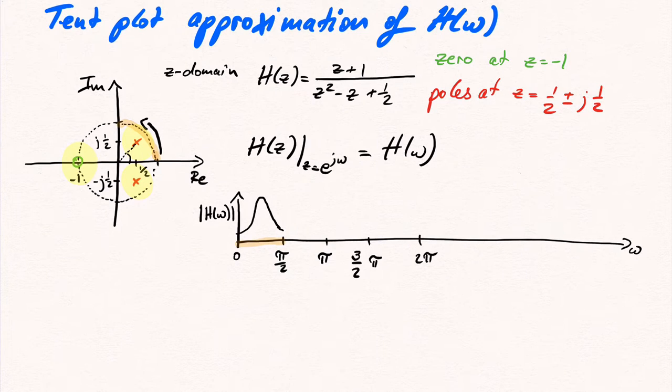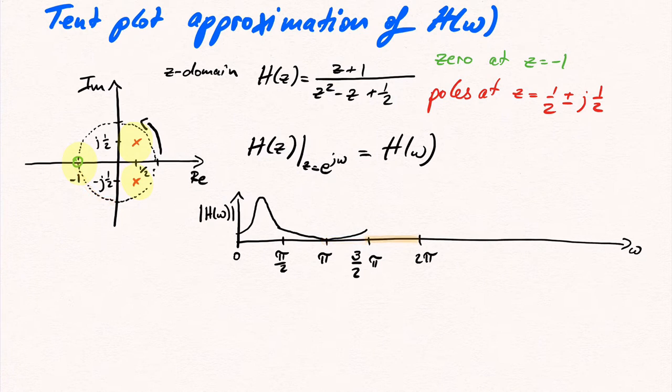The frequency range between pi/2 and pi corresponds to the part of the unit circle in the second quadrant. Since there is no pole nearby, the frequency response doesn't increase, and for omega equal to pi, the frequency response is equal to 0 due to the zero at z equal to -1. The frequency response for frequencies between pi and 3/2 pi corresponds to the third quarter of the unit circle. Since there is no pole close by, the frequency response only increases slightly.